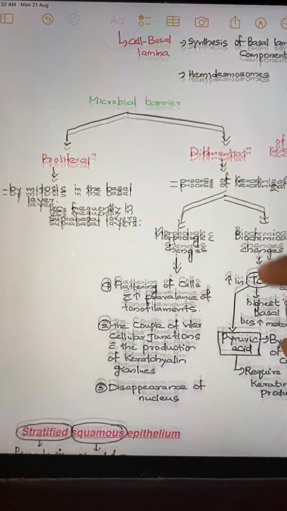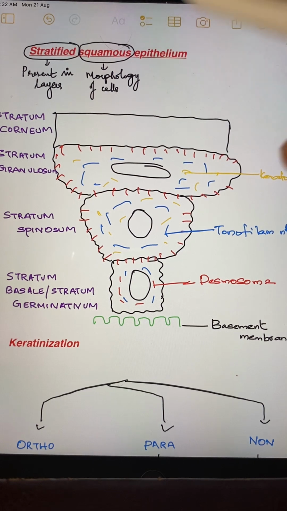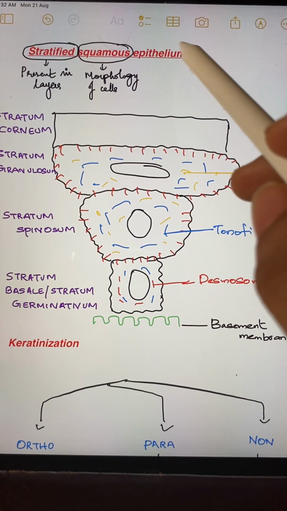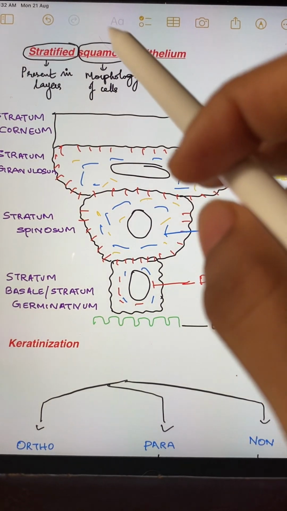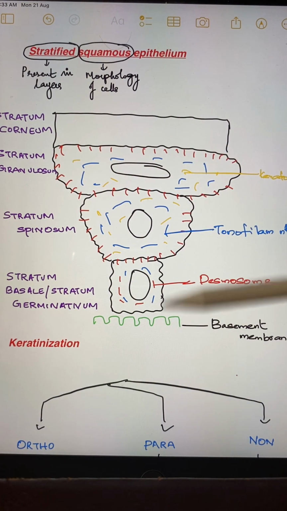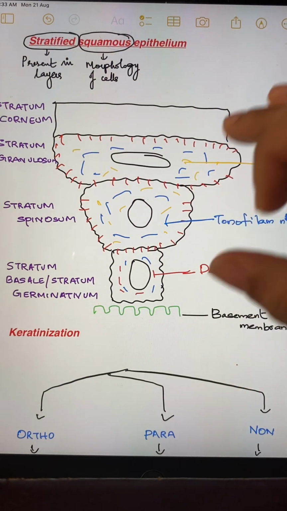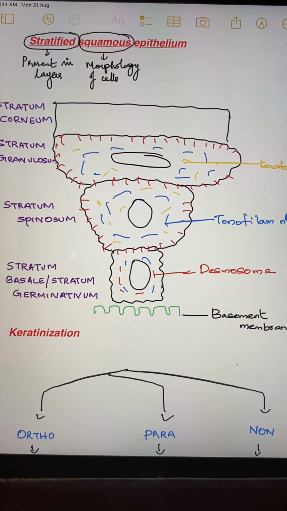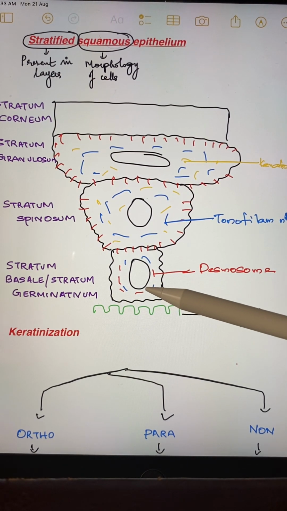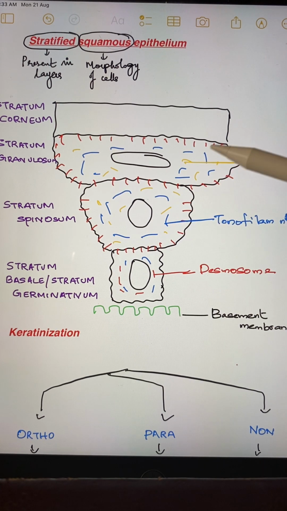Then we will see what is epithelium. Epithelium is made up of stratified squamous epithelium. What do you mean by stratified? Stratified means present in layers. So this epithelium is present in layers, and squamous means the morphology of the cells. The epithelium has different layers. The base layer is the stratum basale, and the upper layer is the stratum spinosum, then granulosum, then stratum corneum.